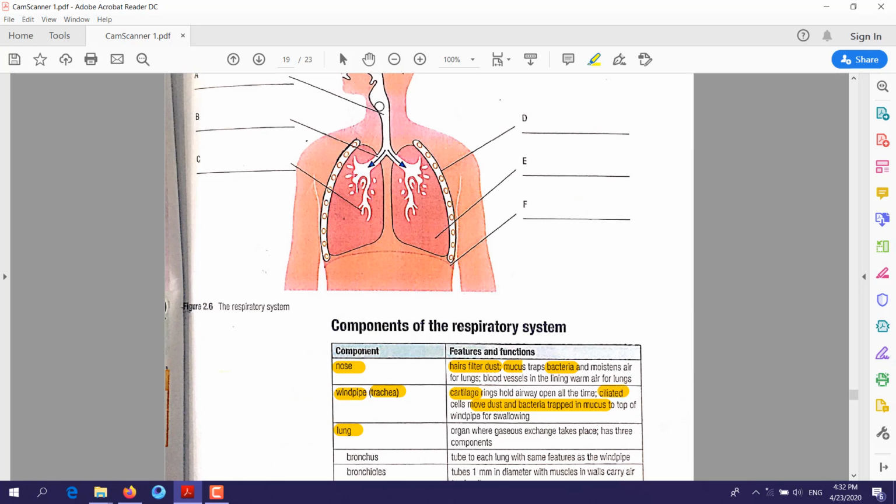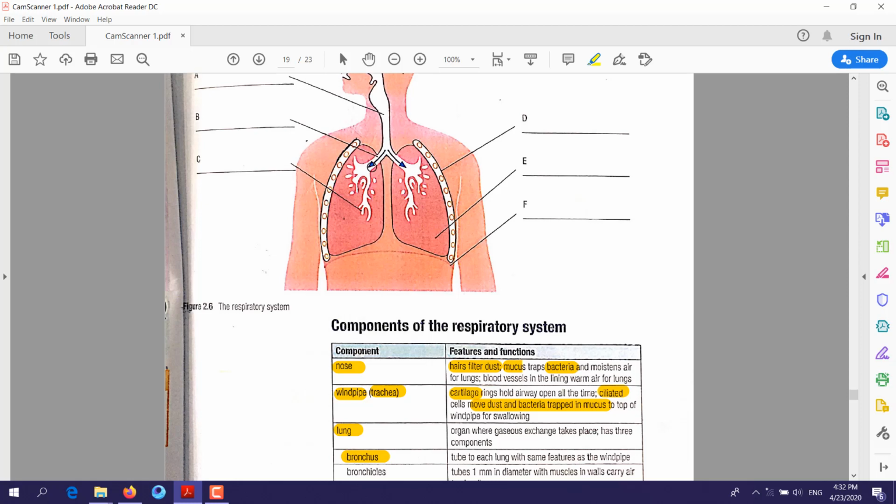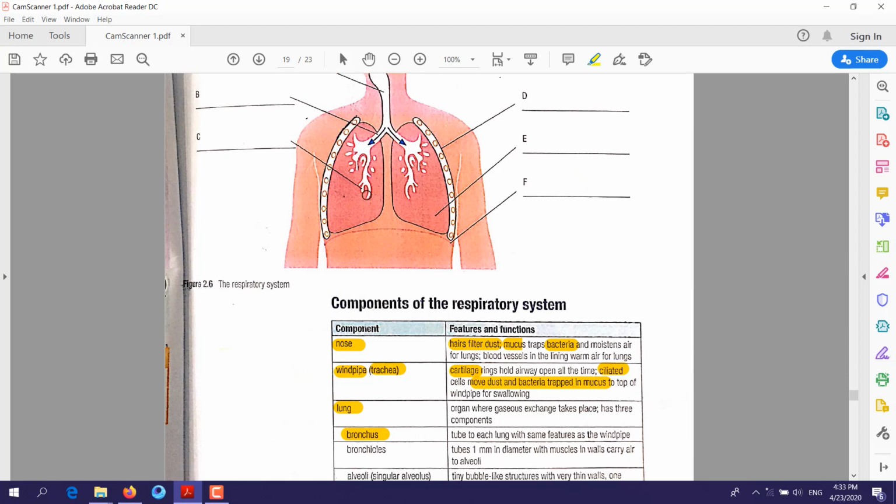Then after the trachea, as you can see here, we have these two tubes. These two tubes or pipes, we call them bronchus. So B is the bronchus. Bronchi are tubes to each lung with the same features as the windpipe. Then after the bronchus, inside the lungs, we have other tubes, but smaller in diameter. These tubes we call bronchioles. Bronchioles are tubes 1 millimeter in diameter with muscles in their walls that carry air to the alveoli.